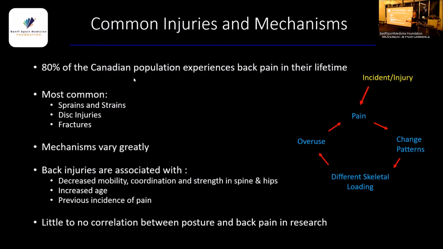And then in terms of the research, back injuries are associated with certain factors that point to whether you're going to get a back injury. Decreased mobility, coordination, and strength in your core and your hips are a big factor. Increased age, kind of related to all those things, because as you age, those things tend to decrease. And then previous history of back injury. So someone who has gotten themselves into the situation the first time is more likely to end up in that situation again the second time.